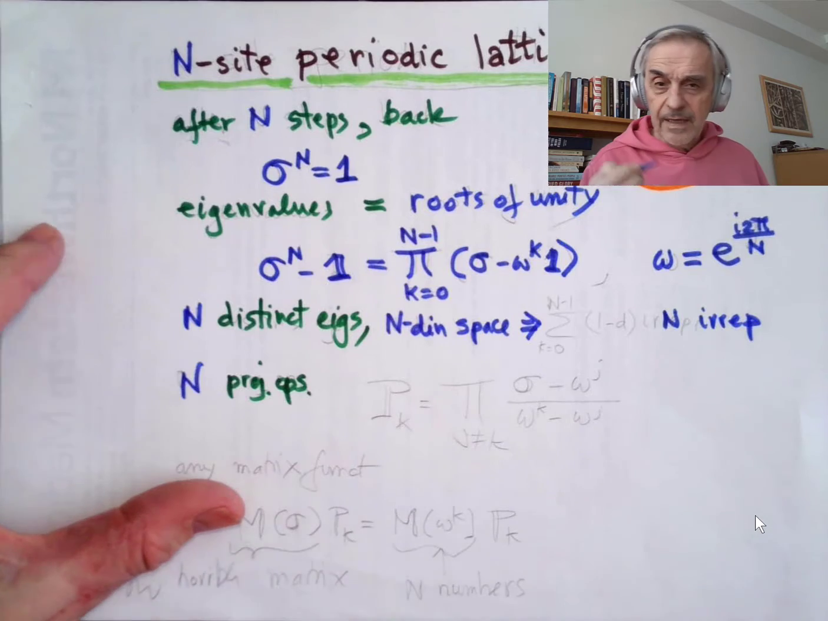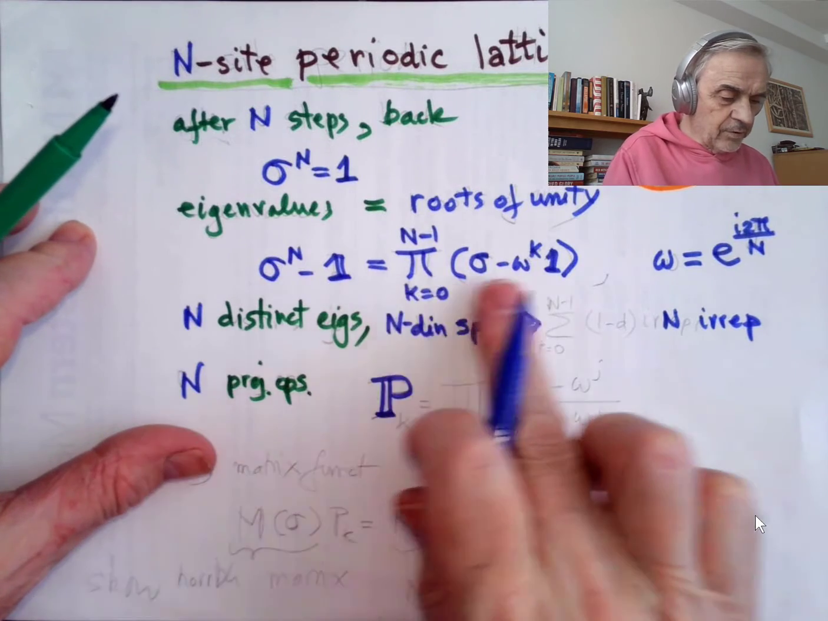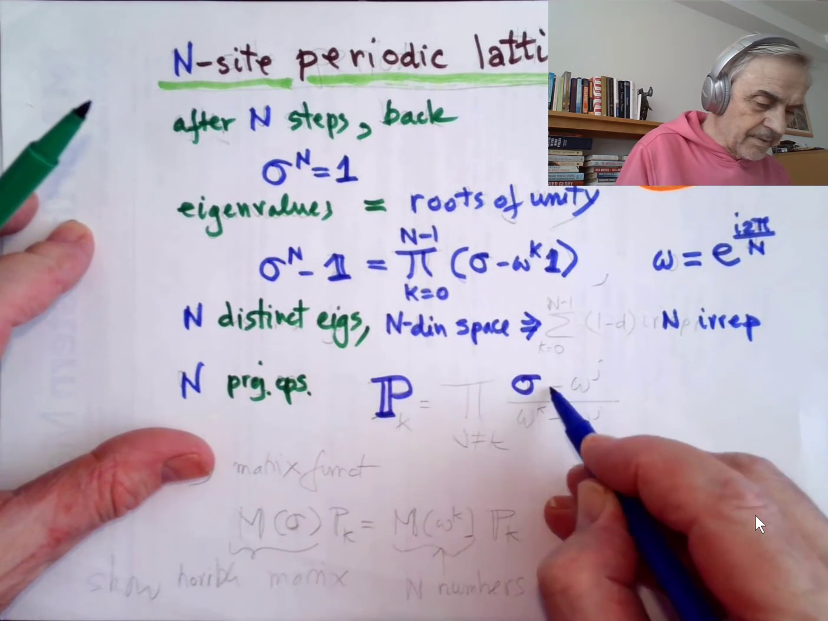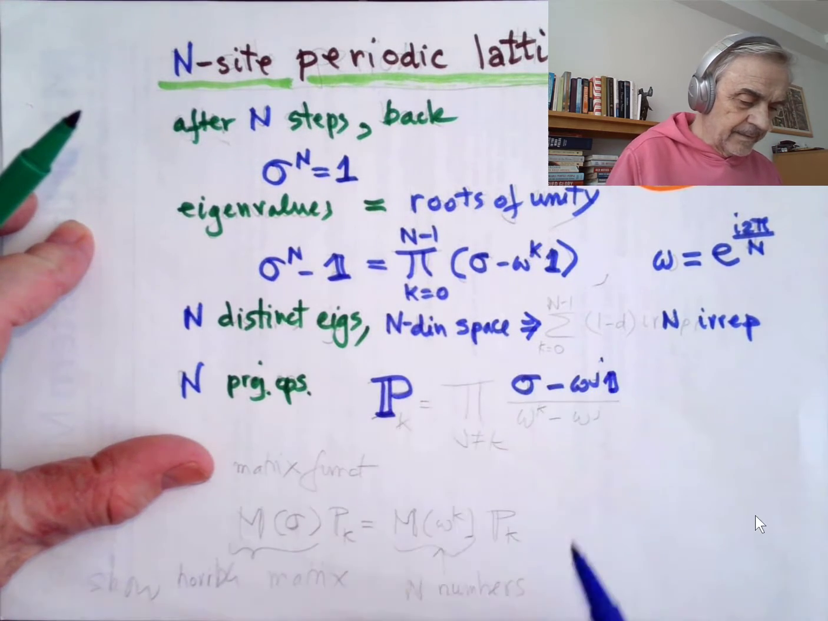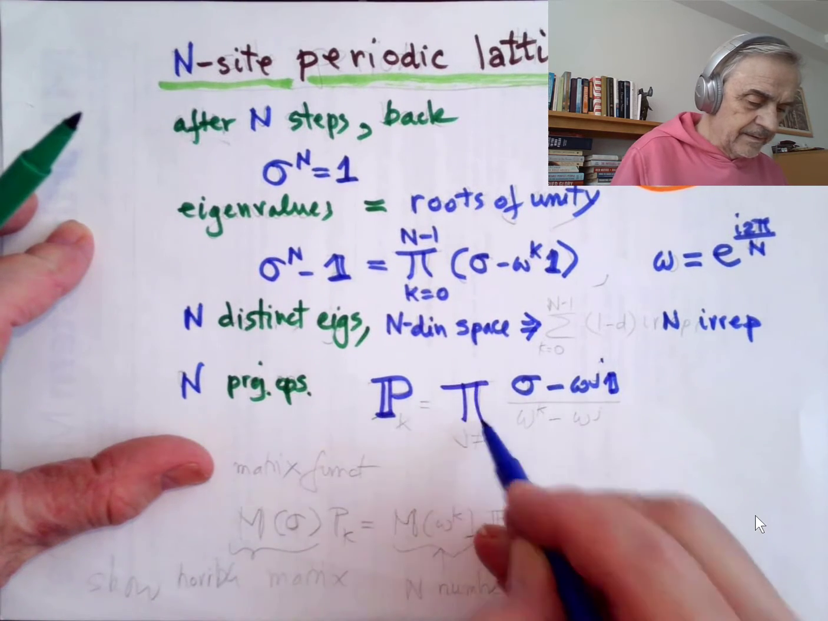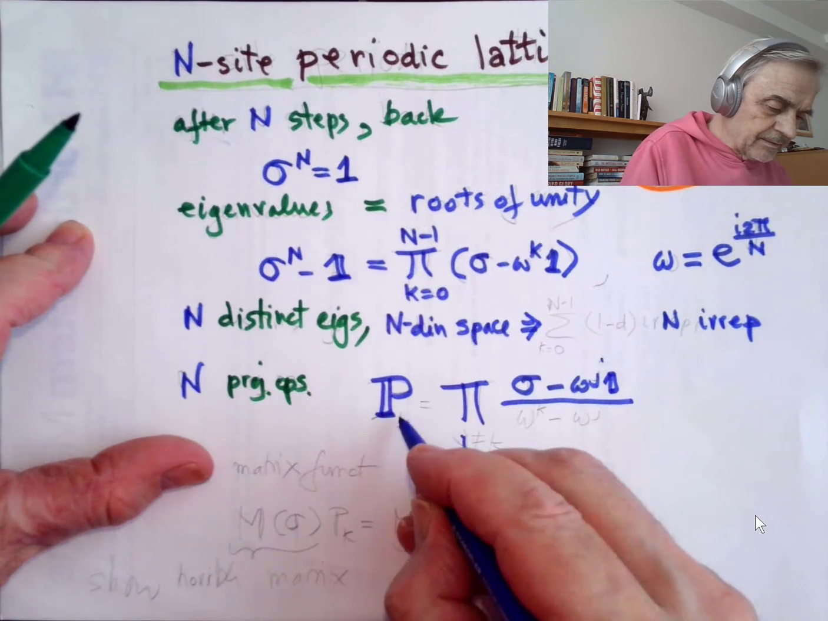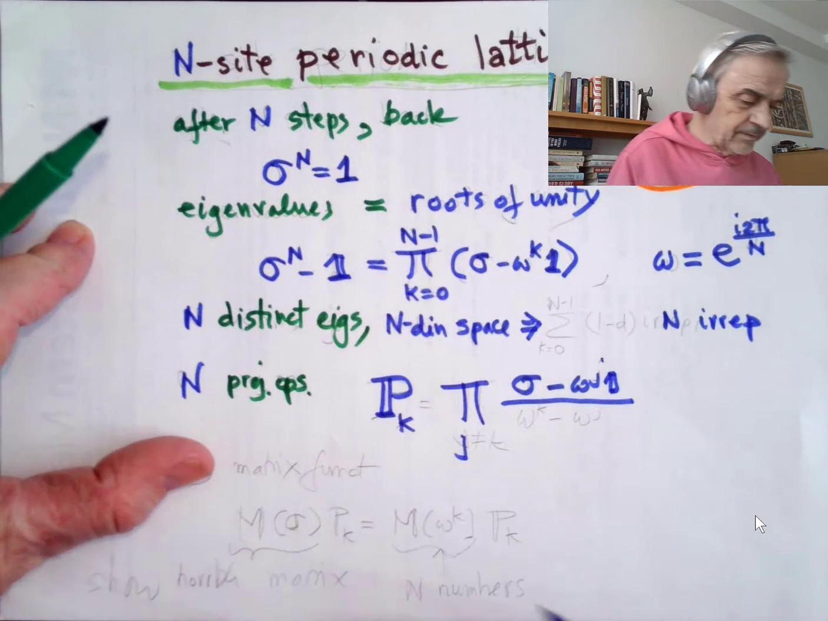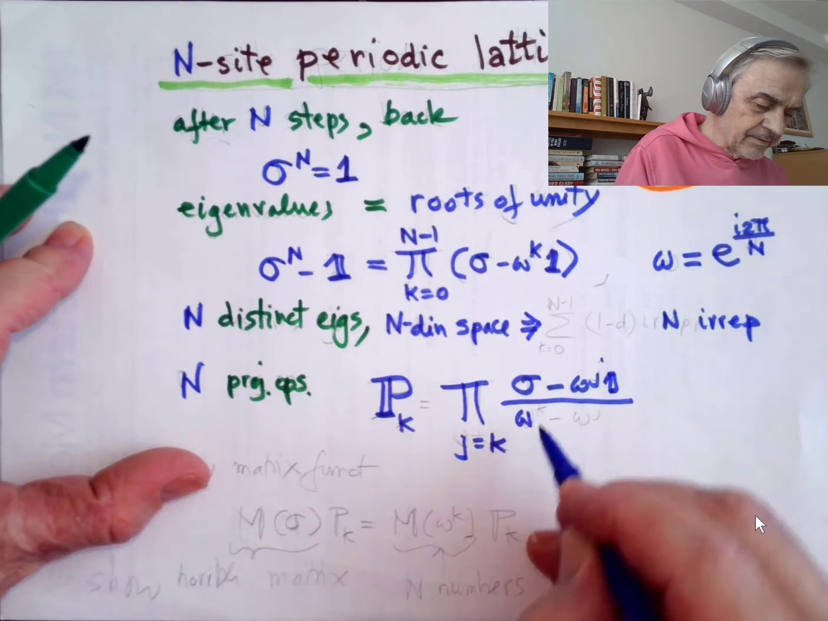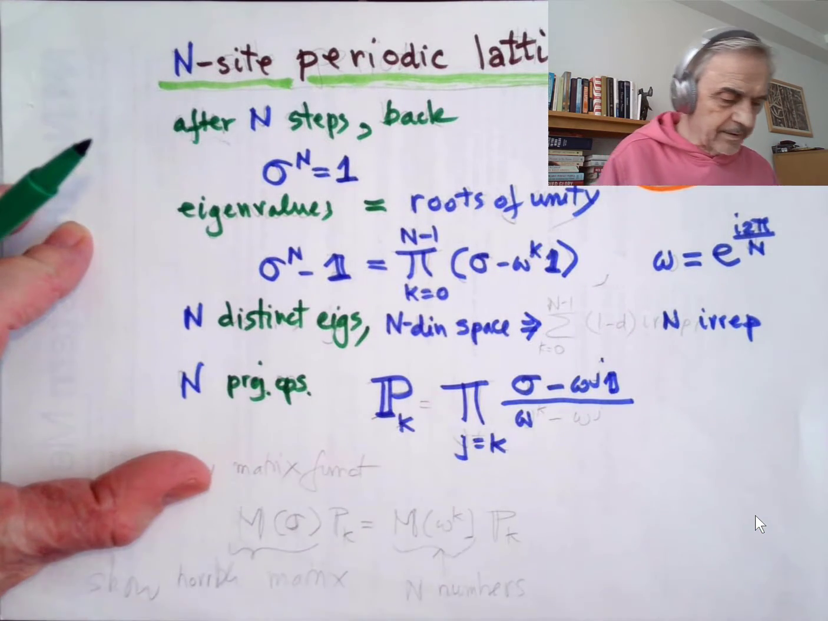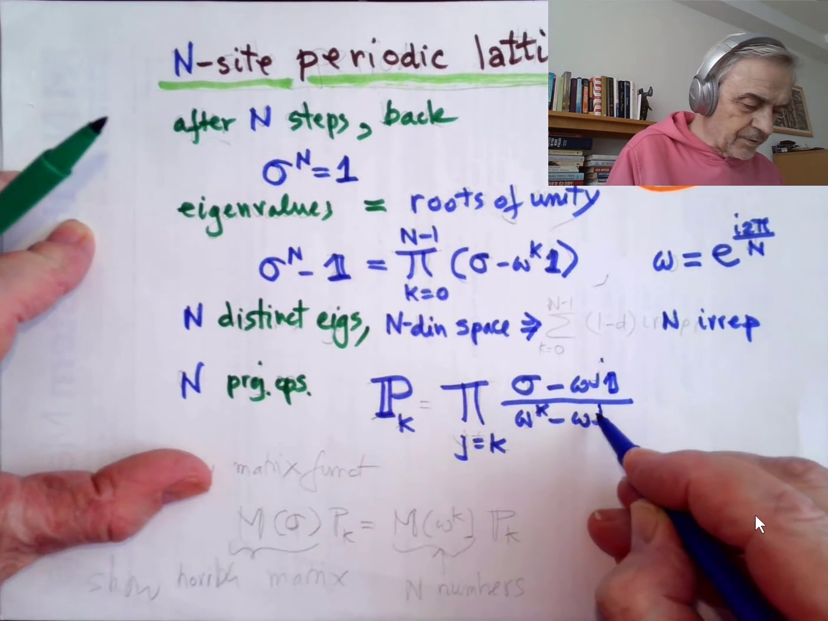And the way we like to write projection operators of a matrix is we take all terms in this product. So we take sigma minus omega to the j times unity. So there's a product. And then we remove a single term in this product that corresponds to eigenvalue k. And then we normalize it all correctly so that this operator squared is idempotent, it's itself. So these are projection operators.